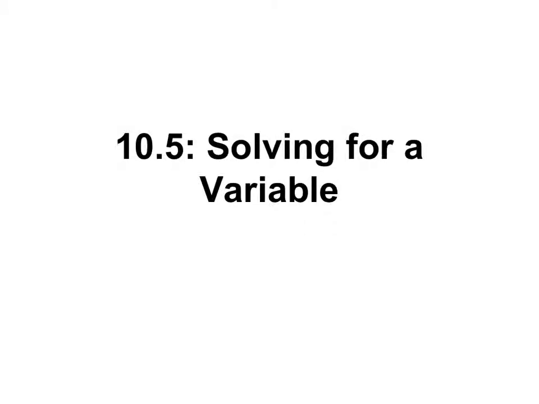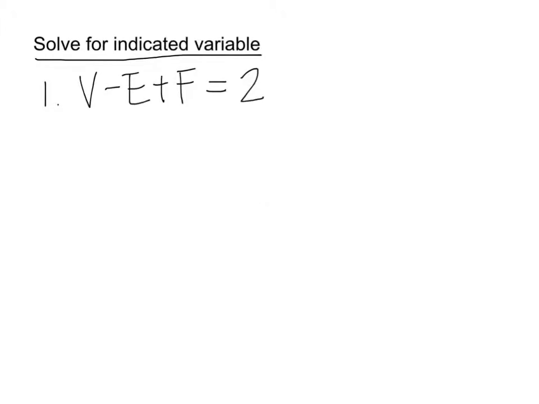Today we're doing 10.5, which is solving for a variable. Let's start with this first example. The directions say solve for the indicated variable. So if I have the equation v minus e plus f equals 2, and it says to solve for v, that means I want to get v alone. I want it to say v equals. So in the end, my final answer should say v equals something.